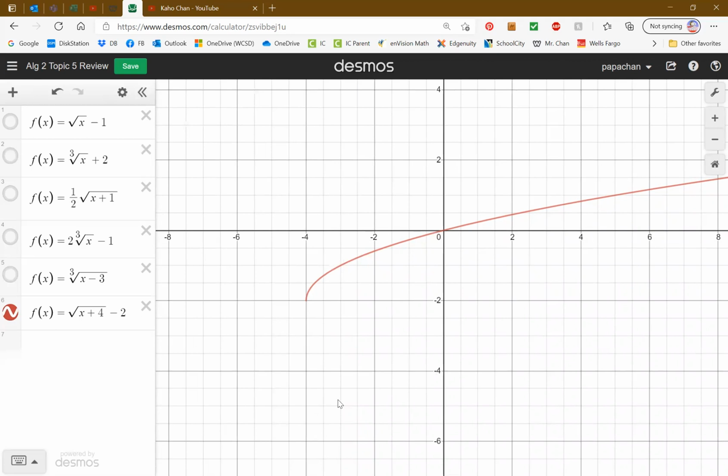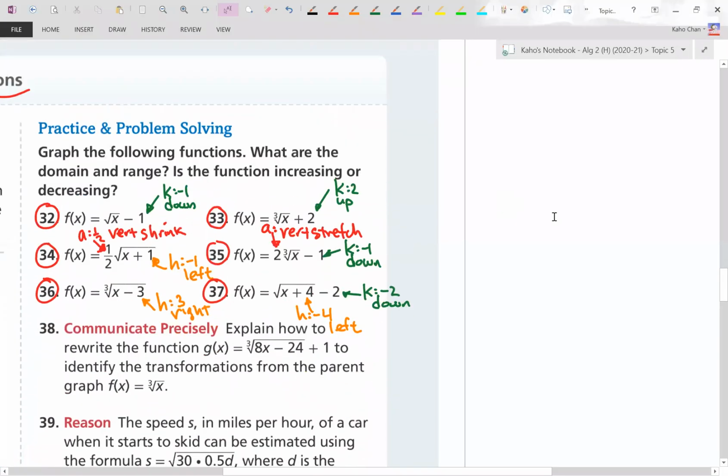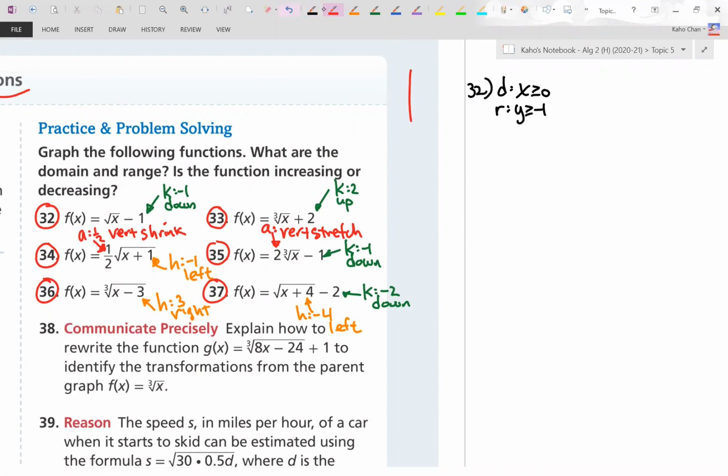All right. Let's translate that all to our notes here. There's a lot going on here. So 32, domain was x is greater than or equal to 0, range definitely y is greater than or equal to -1. The graph, there's really not a lot of room here, but if you really want to see what it looks like, it was like this. I'll do it. Why not? What is that? Down 1. Okay, so its graph looks like this. Yay. And it's definitely increasing.